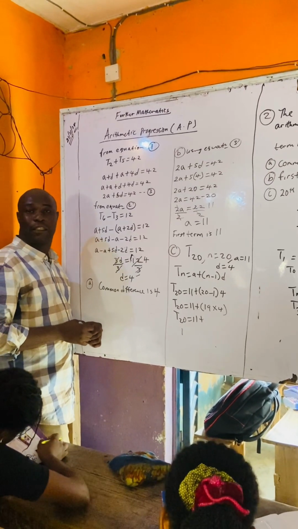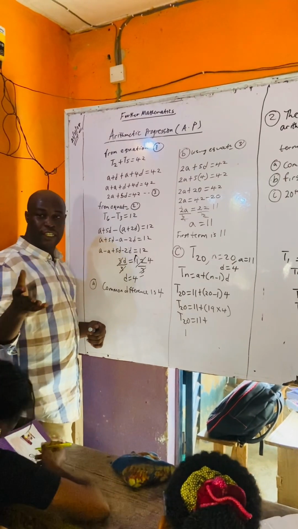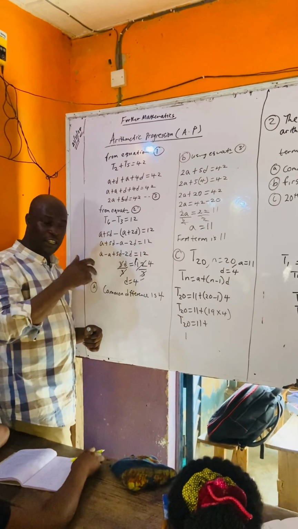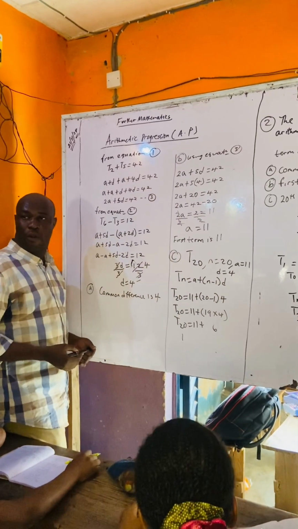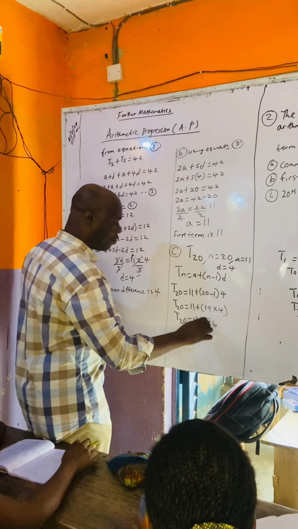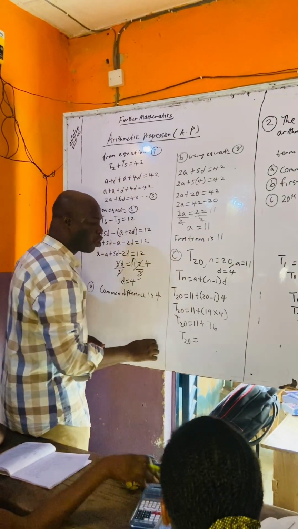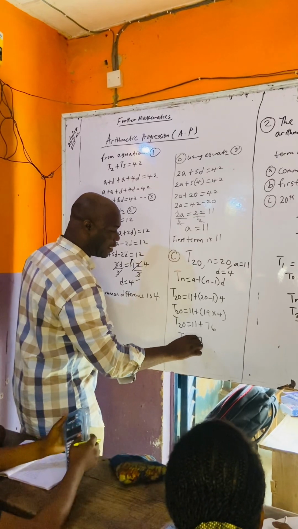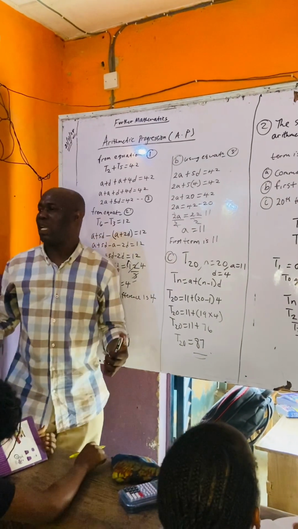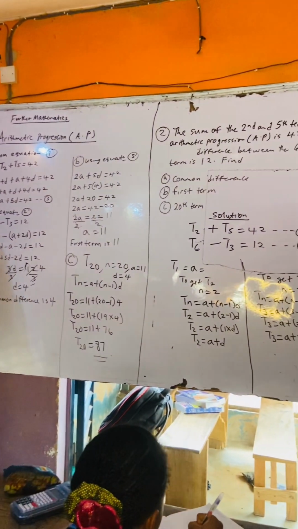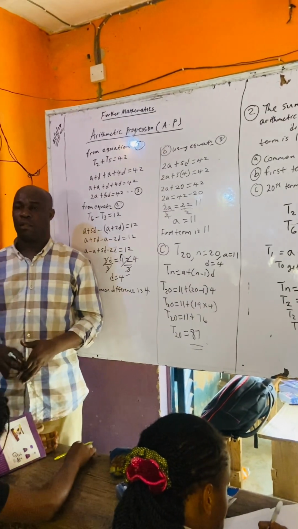Everybody, 4 times 9, 36. So you pick 6, it remains 3. Are we together? 4 times 1, 4, plus that 3, 7. Good. So our T20 will now be equal to 11 plus 76, which is 87. Do you understand? Yes, sir. Good, thank you.